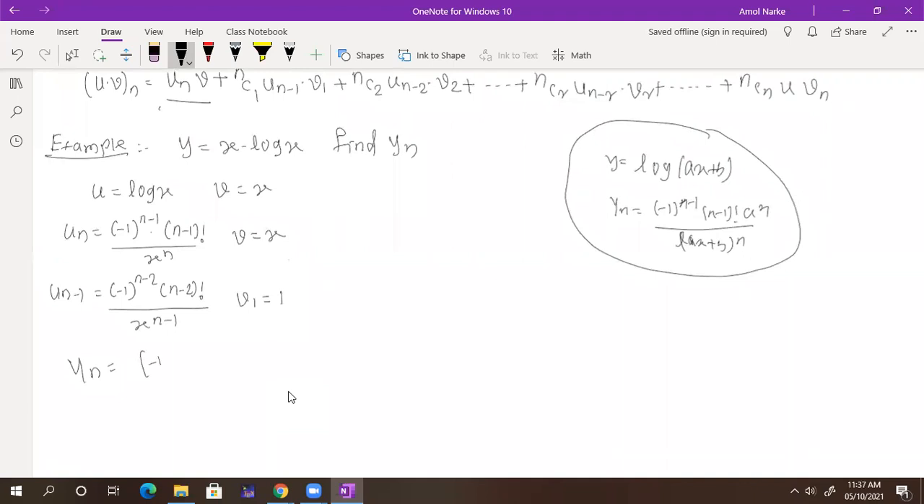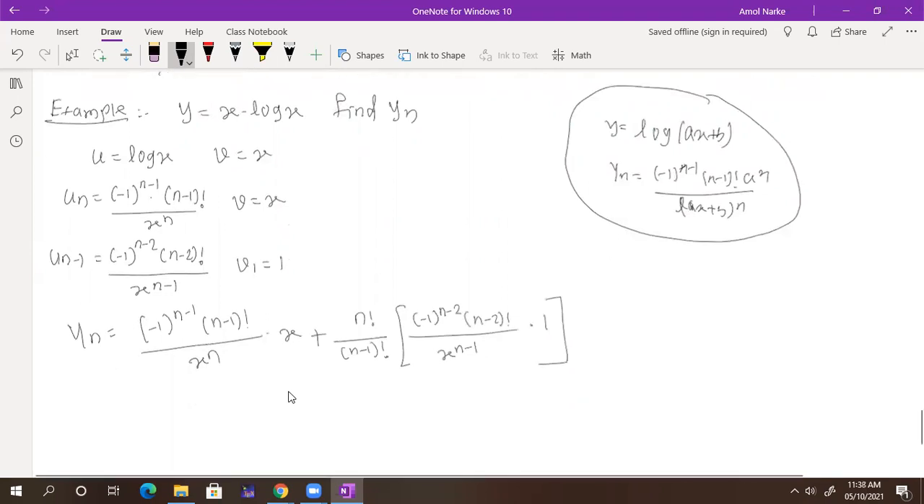un is nothing but minus 1 raised to n minus 1 into n minus 1 factorial, whole thing divided by x raised to n, into v, which is nothing but x. Then plus, what is nC1? n factorial divided by n minus 1 factorial into un minus 1. So I write down in a bracket minus 1 raised to n minus 2 into n minus 2 factorial, whole thing divided by x raised to n minus 1 into 1. Yes or no? And next all the terms are 0.